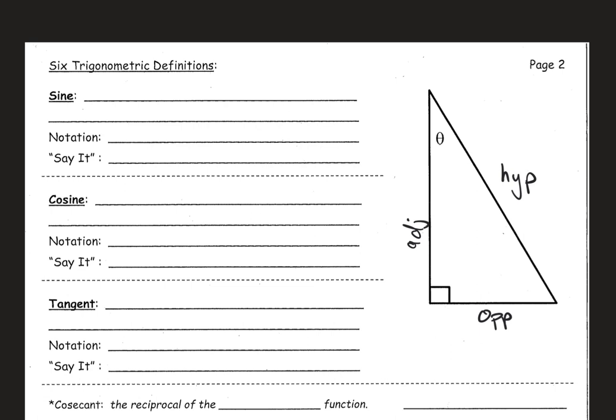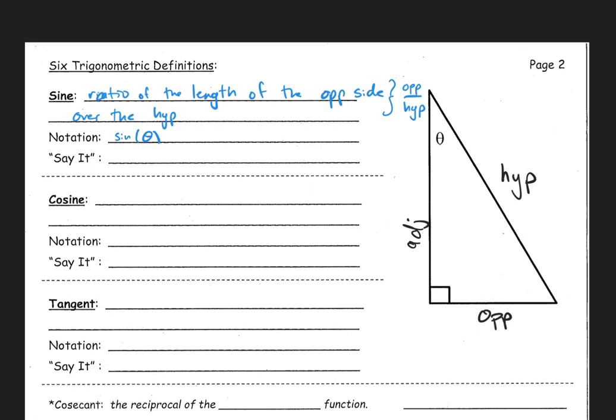So let's start with sine. Sine is the ratio of the length of the opposite side over the hypotenuse. Okay? So the opposite side over the hypotenuse is going to look something like this. Opposite over hypotenuse. Now as for the notation, this is going to be the sine of theta.